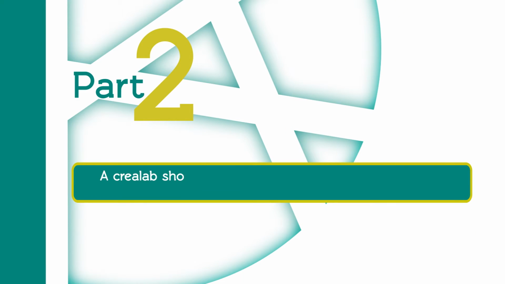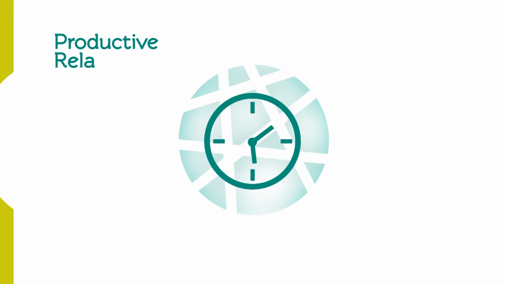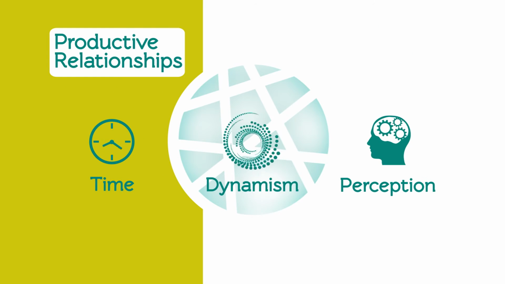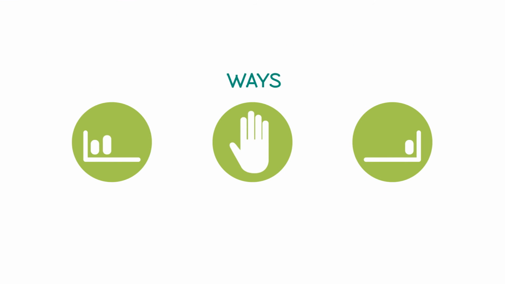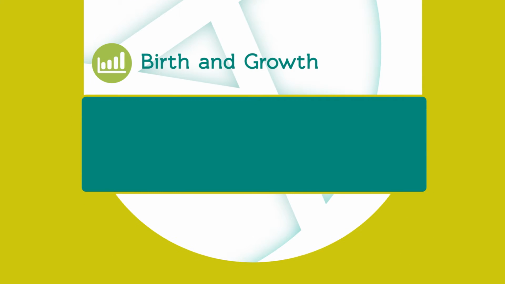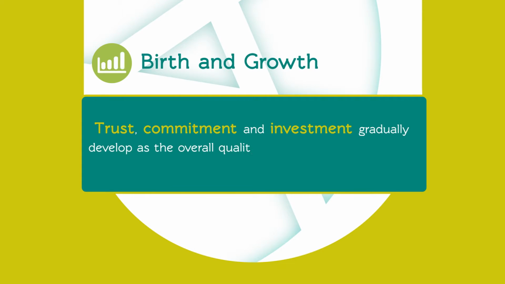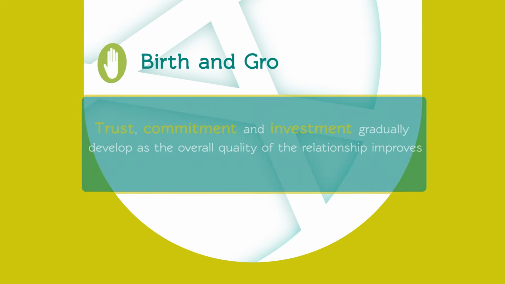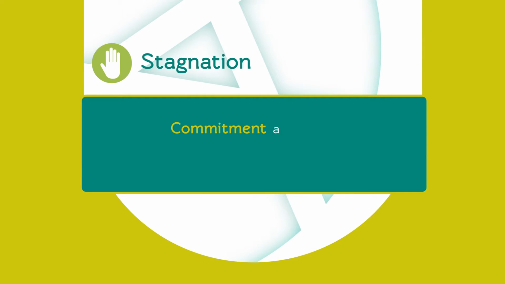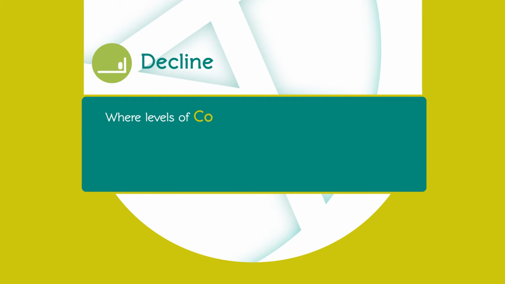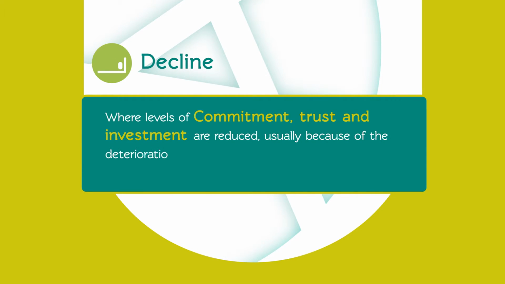Part 2. The CreaLab should actively help people to be productive in their relationships. Time, dynamism, and perception. We can describe the relationships in 3 different ways. Birth and growth, where trust, commitment, and investment gradually develop as the overall quality of the relationship improves. Stagnation, where commitment and trust can no longer grow. And decline, where levels of commitment, trust, and investment are reduced, usually because of the deterioration of some of the basic elements seen in the first part.